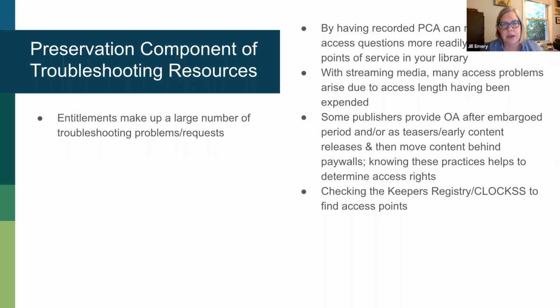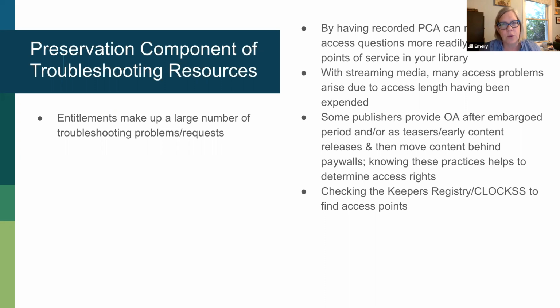Again, with streaming media, many of the access problems arise because the length of access has already been expended and the patron doesn't know that. Maybe the subject librarian doesn't know that. So it's really important to have that visibly available so that people understand the length of time content is made available.